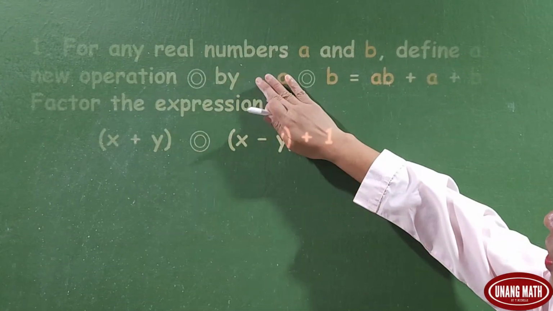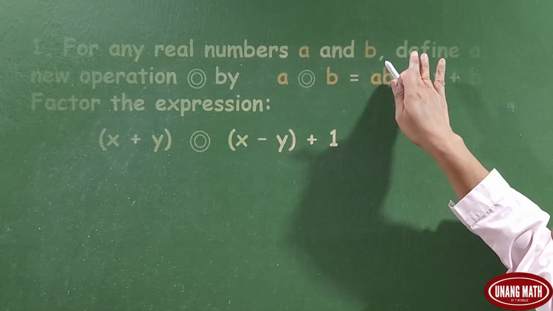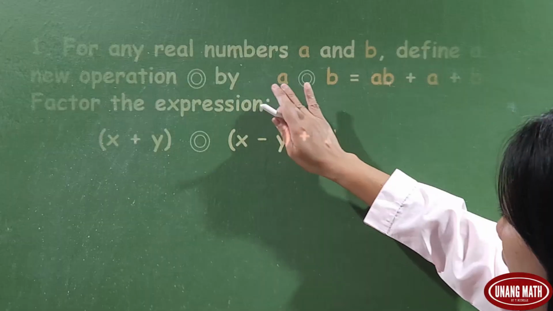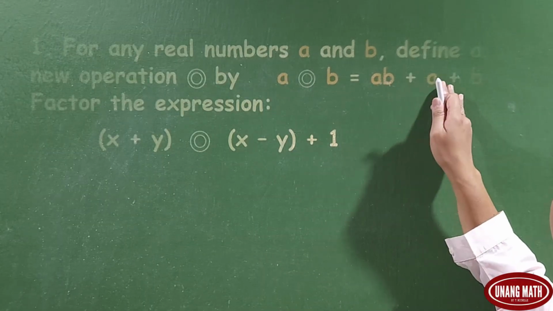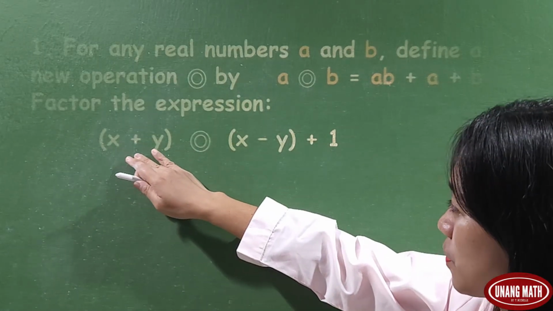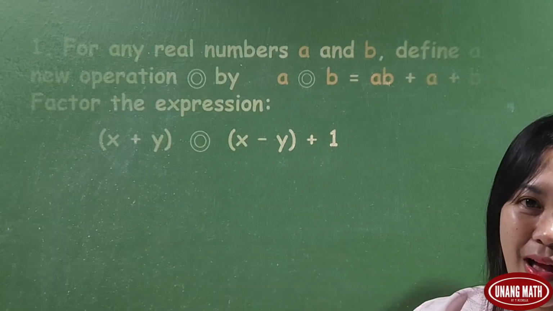Okay, the first question here is, for any real numbers a and b, define a new operation with this symbol, a symbol b is equal to ab plus a plus b. We're going to factor this expression, x plus y, symbol x minus y plus 1.